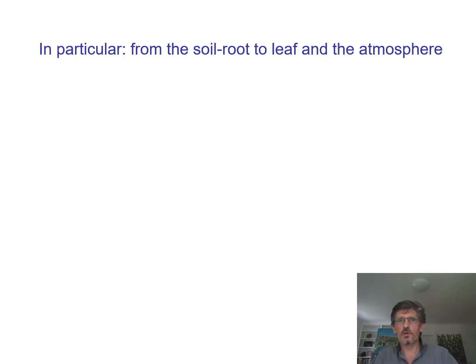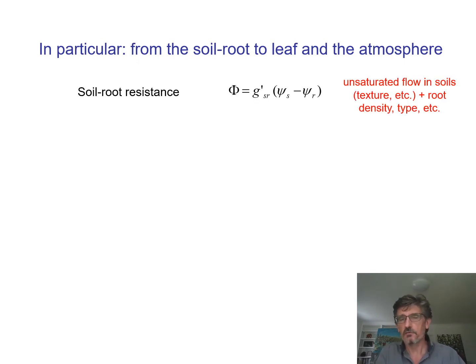So in particular, as we go from the soil to the roots to the leaves, we will find first the flux here, proportional to the gradient in water potential between the soil and the root times the conductance, the soil root conductance. This will imply considering what happens in the unsaturated soil around the roots as it dries, and then the root geometry type and density and so on.